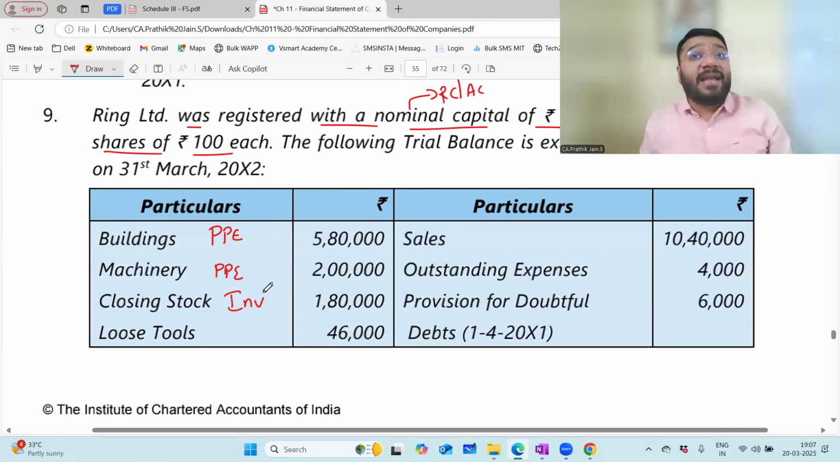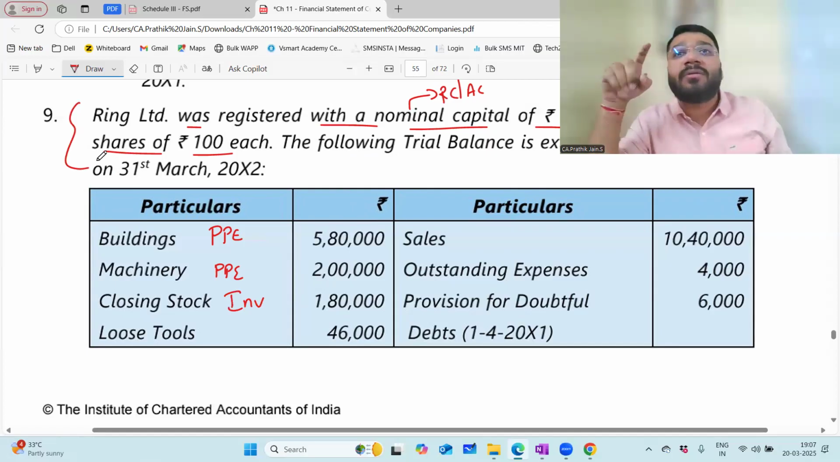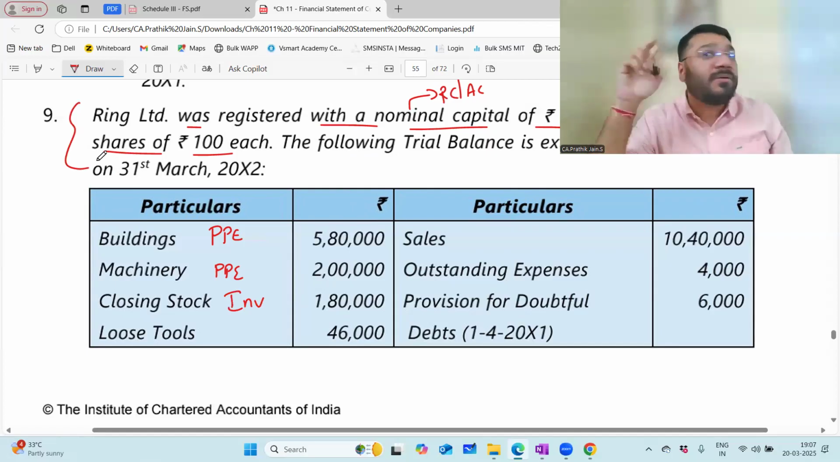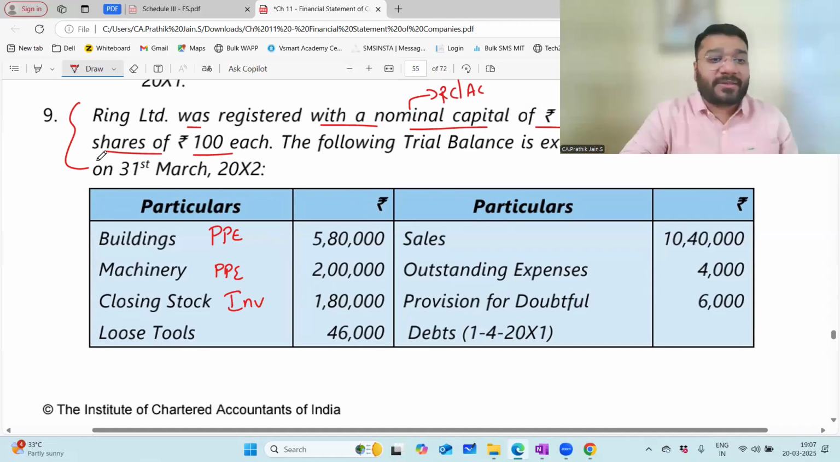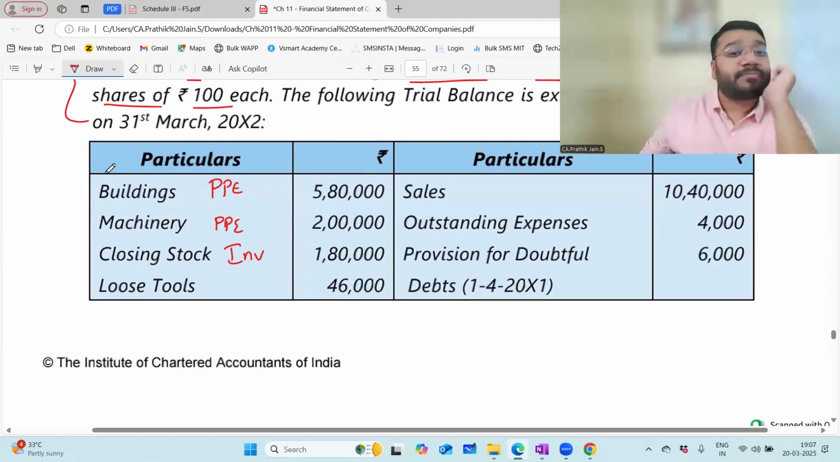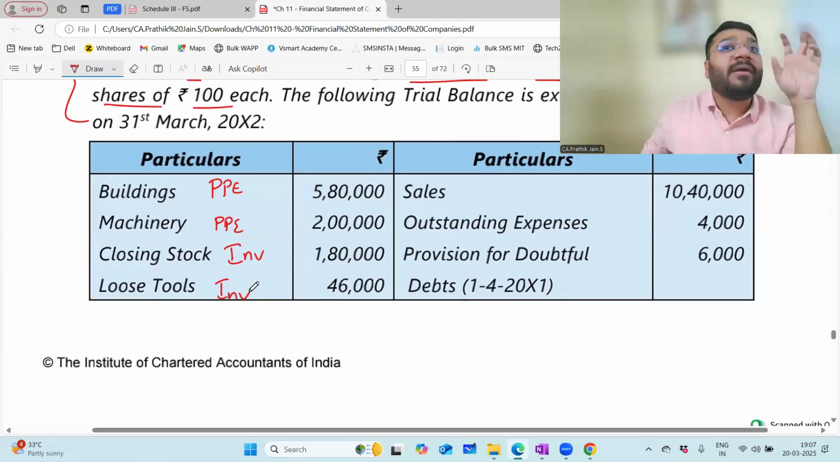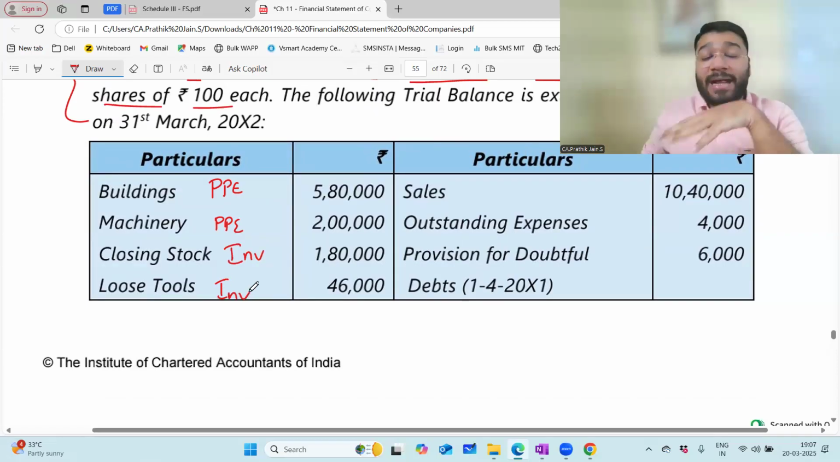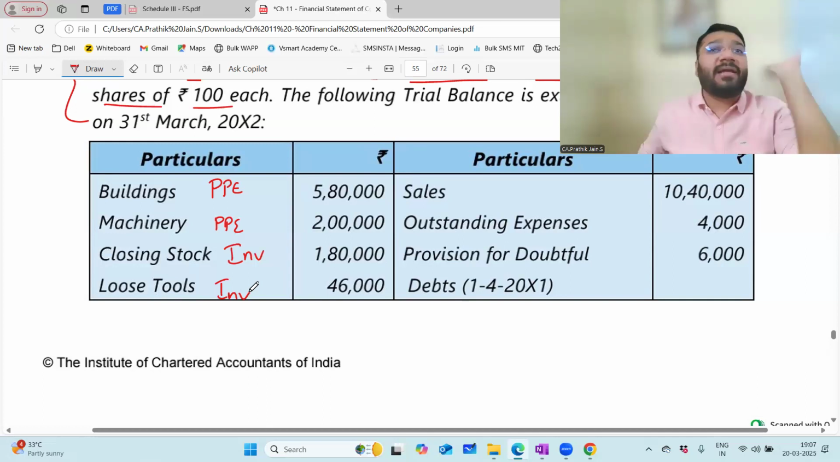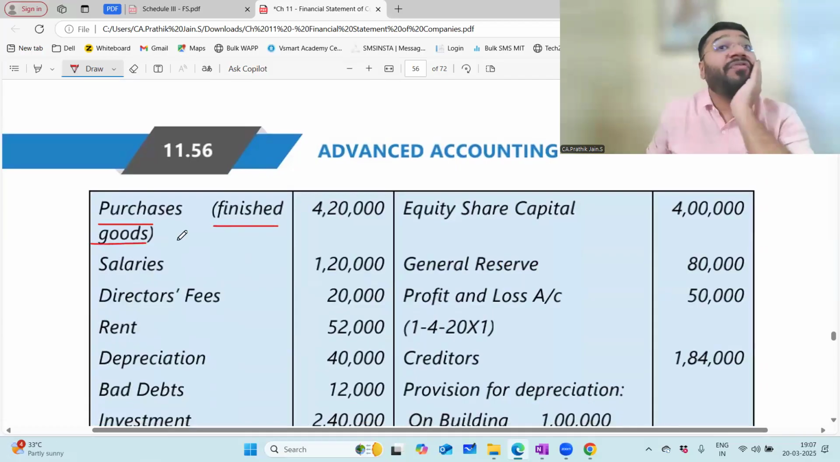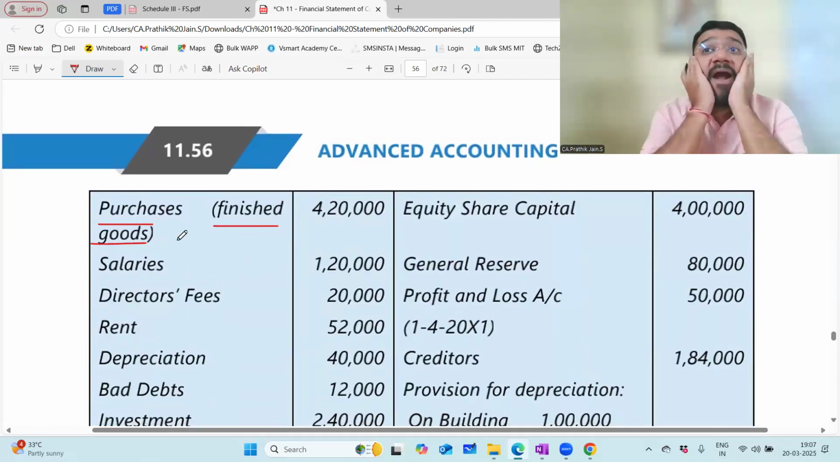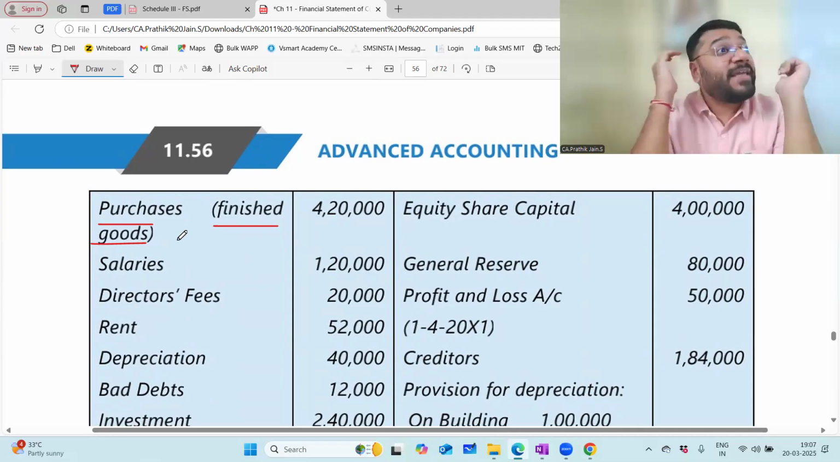Now we have to see whether this adjusted purchase is of raw material or stock in trade. Anywhere in the first paragraph, have they told that this company is into manufacturing or trading? No. So from the first paragraph I have no information, so I have to look into the trial balance. Loose tools: as of now I'll put into inventory in additional information. If they tell something else, then we will reclassify. Purchase. Finished goods they are purchasing.